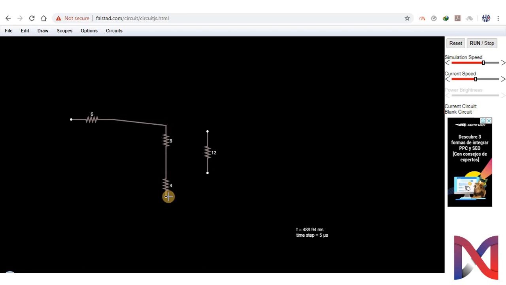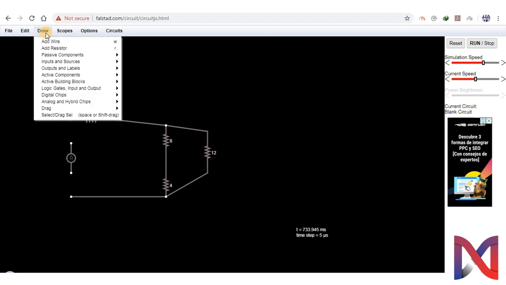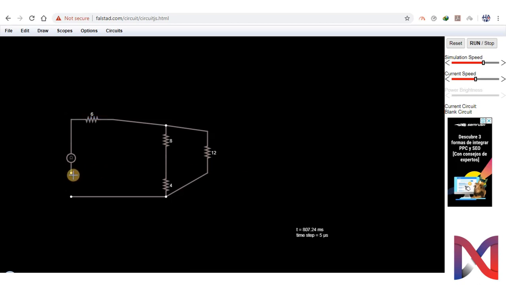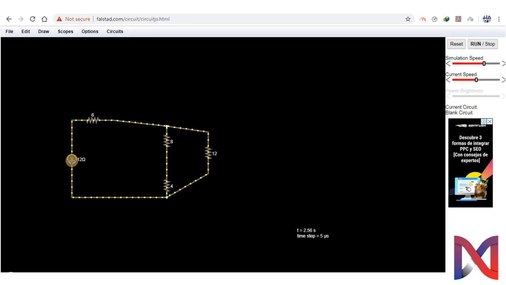Be sure that you don't miss any of the points, because if any of the points is missed, then you will not be able to find the equivalent resistance. We build one wire here. Now we will connect our ohm meter. So we will go to output and labels and add ohm meter. Here we have added it, and now we'll connect it with the wires. So here we have 12 ohm as our equivalent resistance. It is verified that the equivalent resistance is 12 ohm, which is exactly same as that calculated.